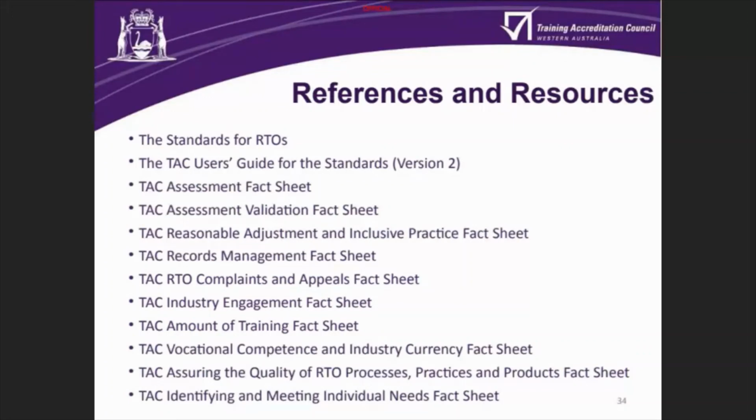There's a fact sheet on identifying and meeting learner needs, which helps with issues in relation to coping with variations amongst your students and your candidates, and indeed one on reasonable adjustment, which deals more specifically with people who present with disability. And then there's a fact sheet on vocational currency and industry currency, which connects to industry engagement, but also reminds us that those qualities are very much necessary if we are building and framing our assessment tools for knowledge and for skills.